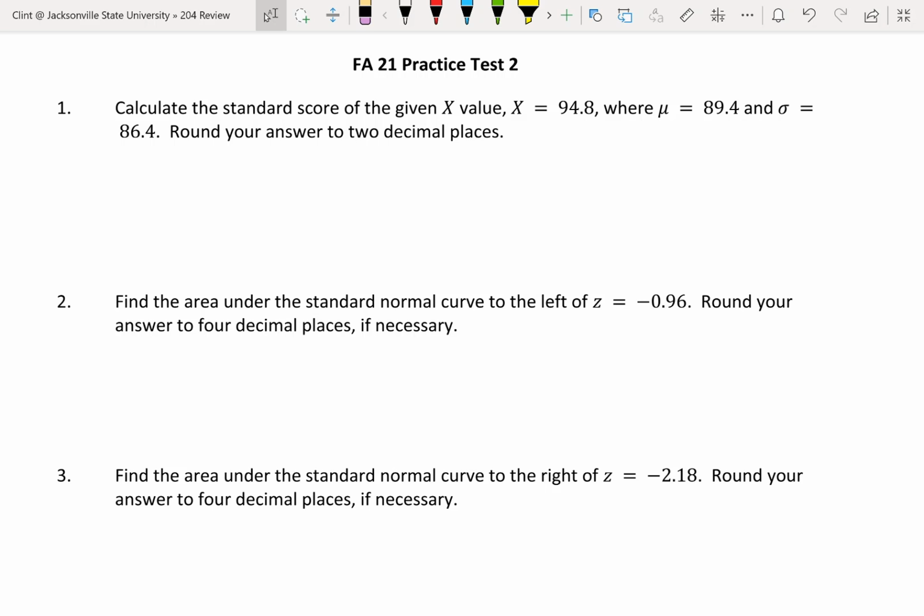Welcome. Anybody have any general questions before we start looking at the practice test? It's the second test, so it's not as nerve-wracking, right? You kind of have an idea of how it will play out, right?